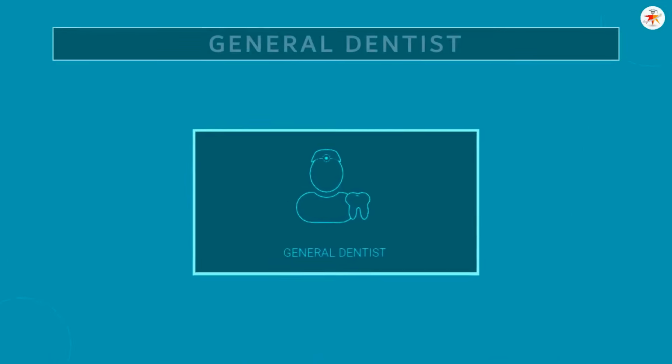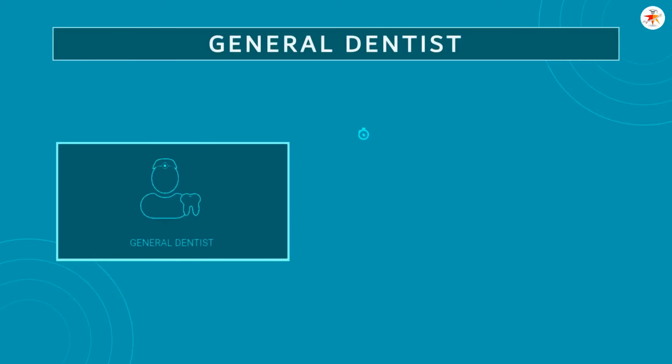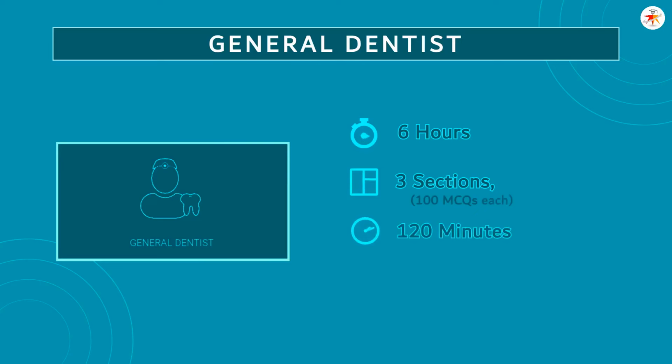For general dentist, this is a lengthy exam, consisting of 6 hours and divided into 3 sections. Each section contains 100 questions, with a total of 120 minutes duration. You can take 2 scheduled breaks between Section 1-2 and Section 2-3 with a pooled total time of 45 minutes, to be divided between these 2 breaks, based on your preference.